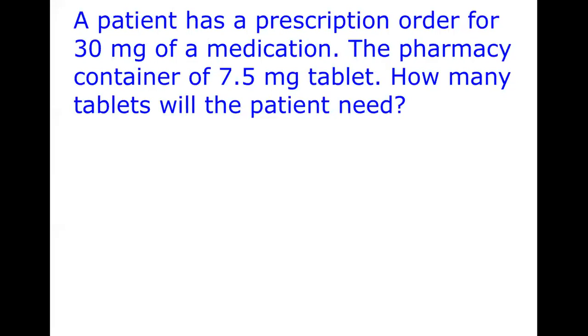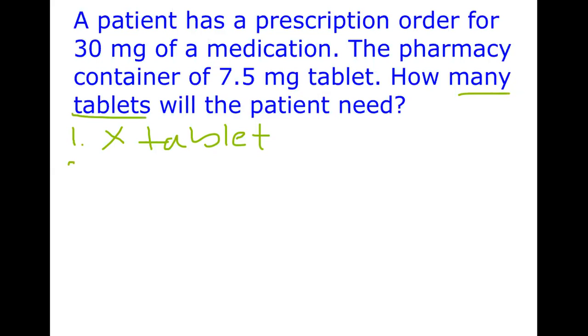Okay, so number 1 says, a patient has a prescription order for 30 milligrams of a medication. The pharmacy container has 7.5 milligram tablets. How many tablets will the patient need? So let's go over our steps. Step 1, we want to know X tablets. See, it's good to read the problem. How many tablets? So X tablets.